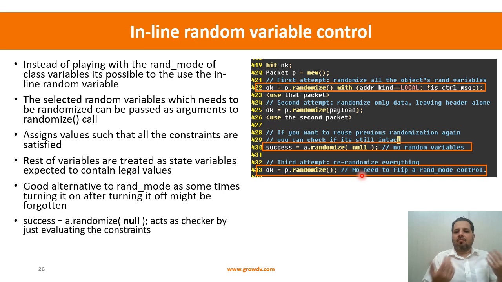And then let's say I want to re-enable everything and go back to a fresh randomization. I can just say p.randomize and need not pass any variable over here. So when I do that, again all the variables that are present will get randomized. So this way, instead of using rand mode, you can pass the argument to the randomize to specify which variables you would like to randomize. So this is sometimes useful. If you use it properly, it also helps boost the simulator performance, because you are not unnecessarily randomizing all the variables.